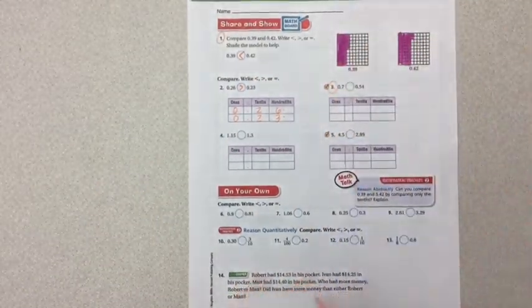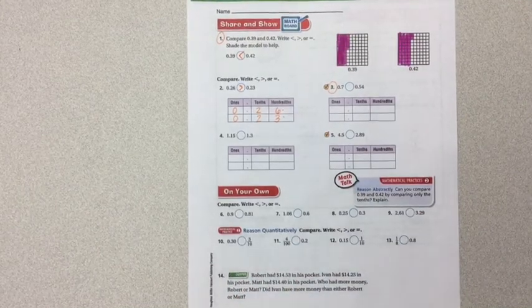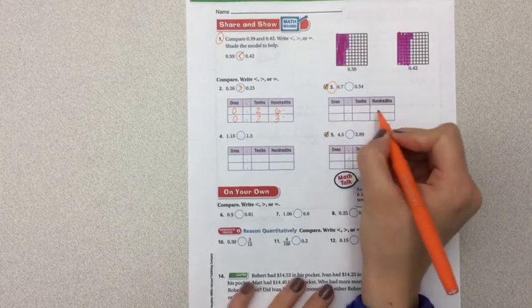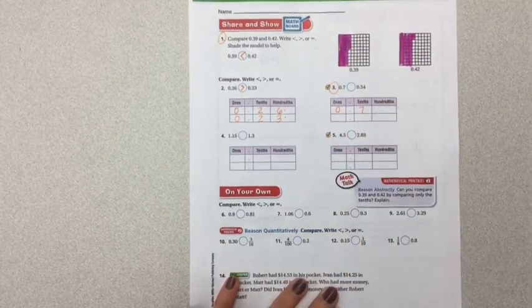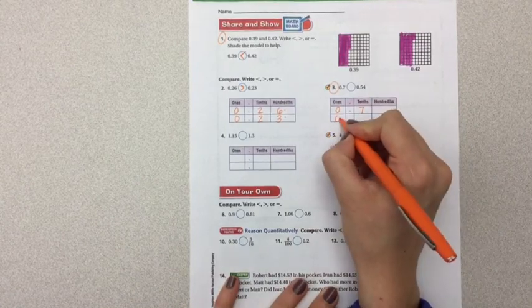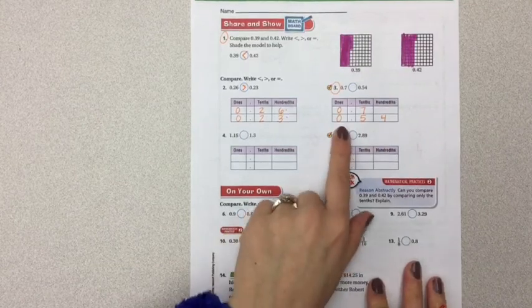We'll also give number 3 a try here. So we have 7/10 and 54 hundredths. So if we are writing 7/10 in our place value chart, we'd write 0.7. And then if we're writing 54 hundredths, it would be 0.54. So again, we start in our ones place.